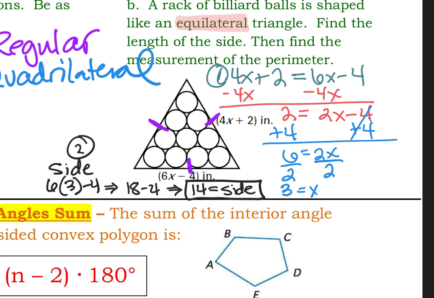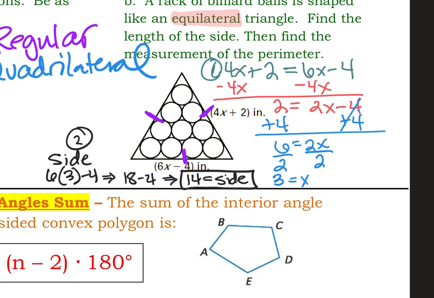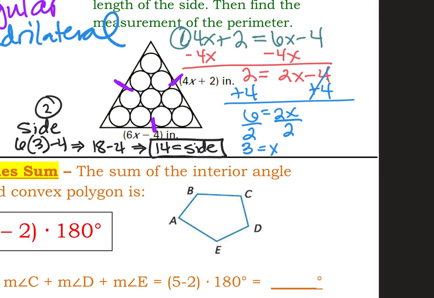So now my question is, if this side is 14, what's the length of this side? 14. Good. And this side is also 14. So the first question said, find the length of the side, right? We did that. Next one says, find the measurement of the perimeter. So we're going to take the side, we're going to take the 14, and we're going to go ahead and multiply it by how many equal sides? 3. Good. 3 times 14. Our perimeter comes out to be 42.